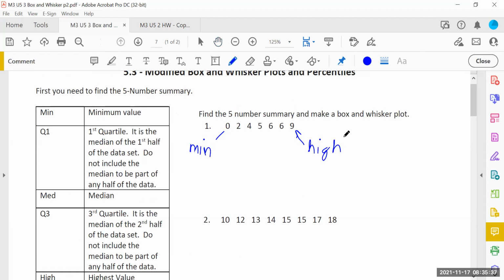The median is the middle number, literally the one that's right in the middle. So if I have 1, 2, 3, 4, 5, 6, 7 numbers, I can kind of count in: 1, 2, 3, 4, 1, 2, 3, 4. This number right here is in the middle. So that is my median.